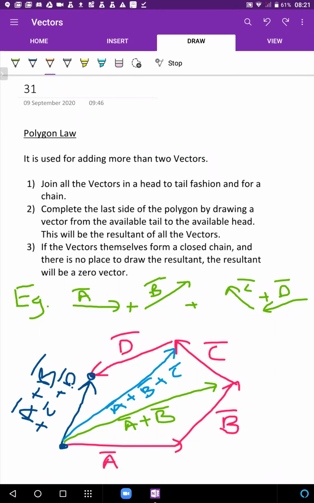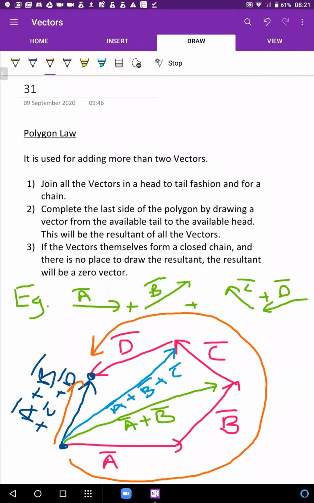And one thing you can note is, whatever vectors you're adding, they're typically going to go in one direction, clockwise or anti-clockwise. But that resultant will always be in the opposite direction.